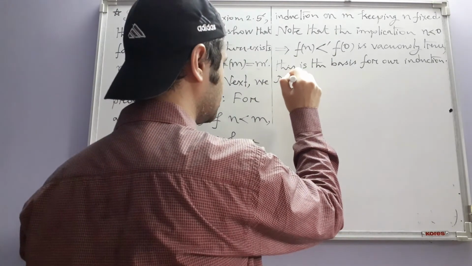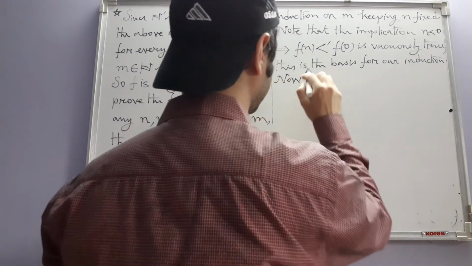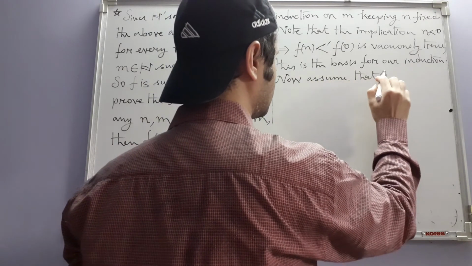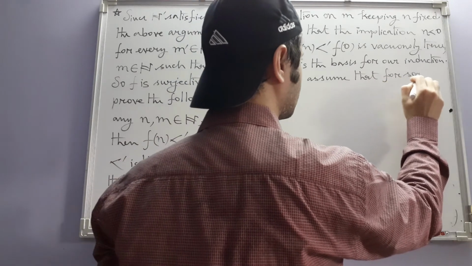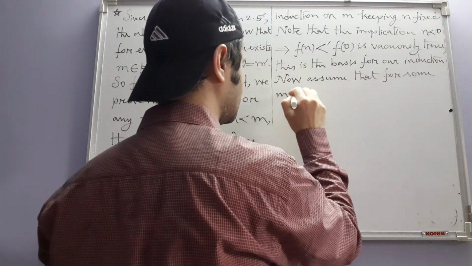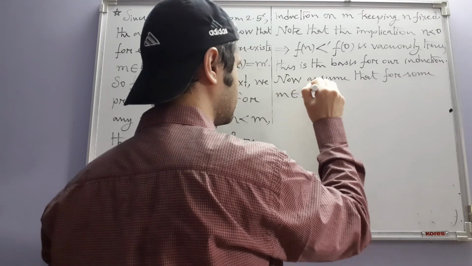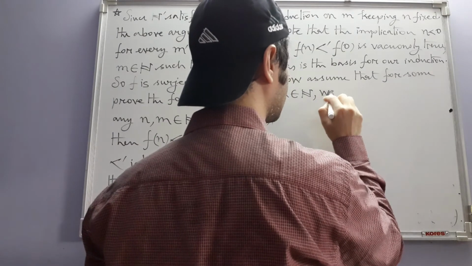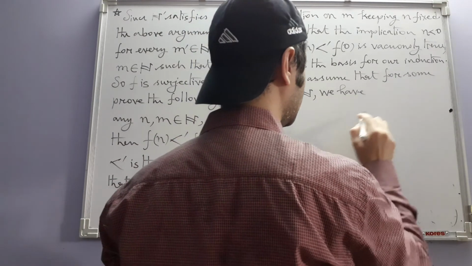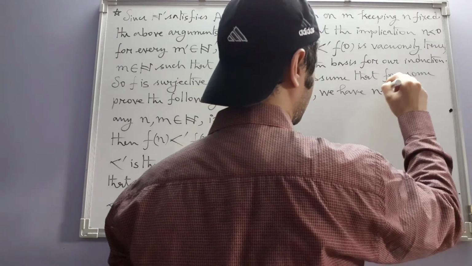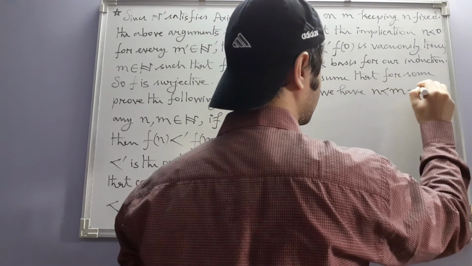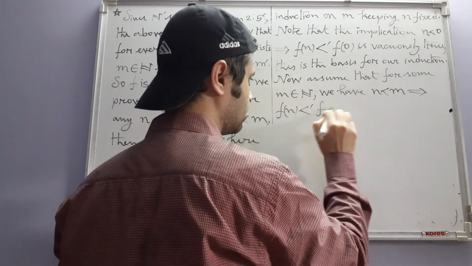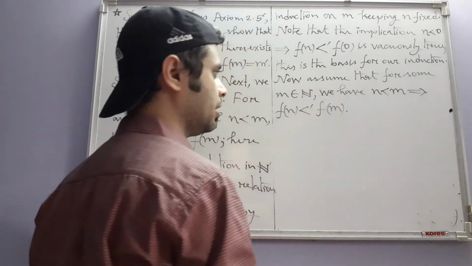Now assume our induction hypothesis. We are now going to assume that for some natural number m and that arbitrarily fixed value of n, we have: if n is less than m, then f of n is less than f of m.